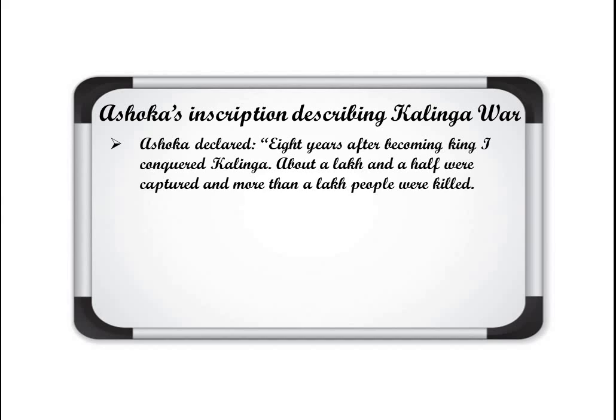So in that inscription that was found, Ashoka declared that 8 years after becoming king, he conquered. Conquered means won. So he conquered Kalinga, the present day Orissa part. About 1.5 lakhs were captured, meaning they were captured as slaves, and more than 1 lakh people were killed there in the Kalinga war. This filled me with sorrow.